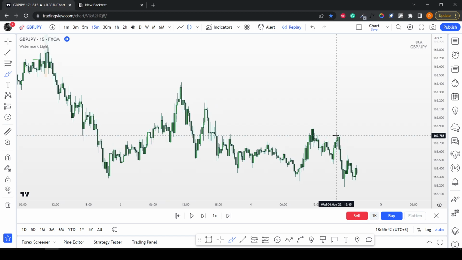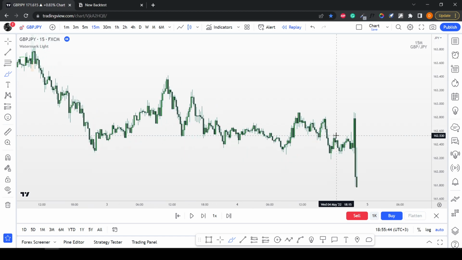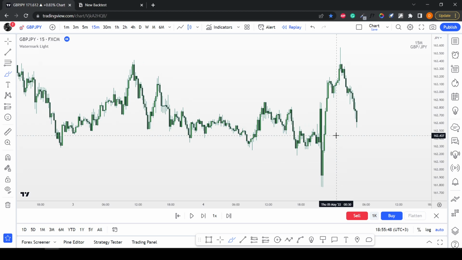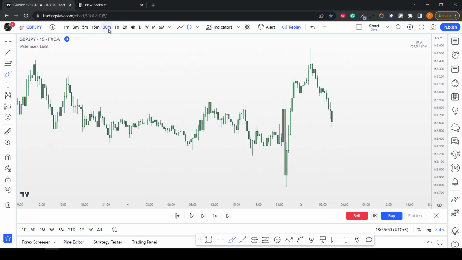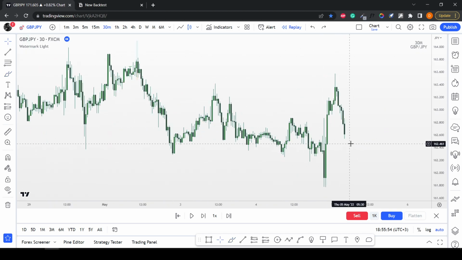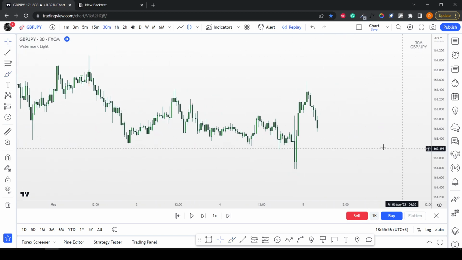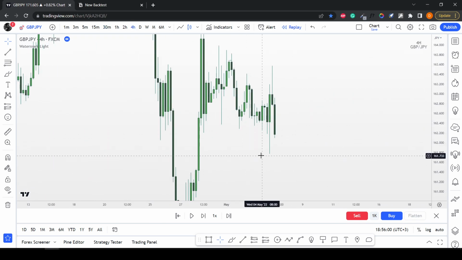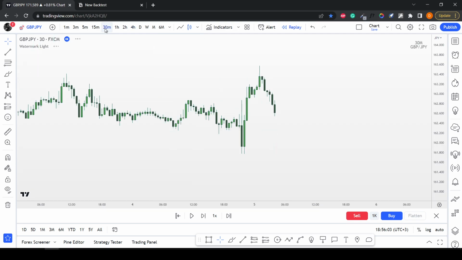Yeah, it's going down again, some news, and this is pretty interesting. So we created a pretty clear break on 30 minutes. Let me check what we are mitigating. Tap just into an imbalance on 4 hours. I mean, that's okay, we can try to trade it.